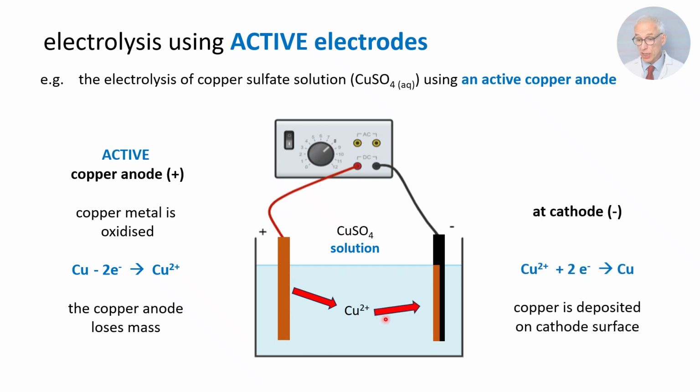Those copper 2+ ions will be attracted, opposite charges attract, to the cathode and will be reduced in the normal way. Copper 2+ plus 2 electrons gives us copper. So copper is deposited on the cathode.